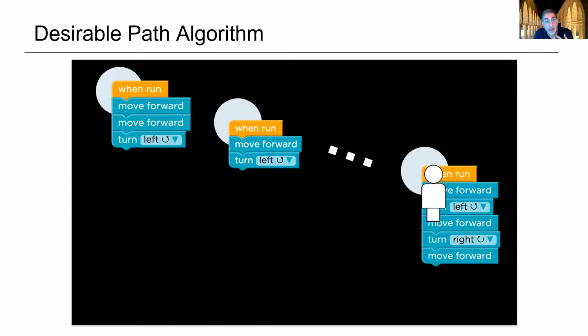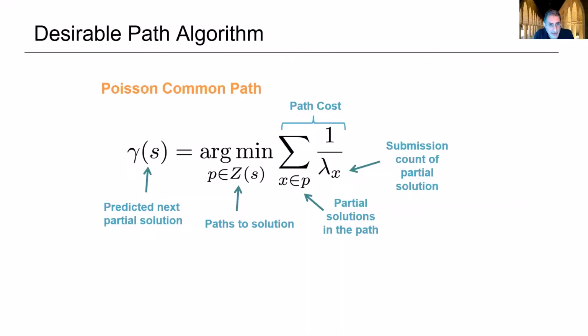And the question is, how do we pick? Because there might be multiple paths to the solution. How do we pick an appropriate path and then give a hint that might help move the student from the state they're in to the next state on that path? And the algorithm we have, we call it the Poisson common path.